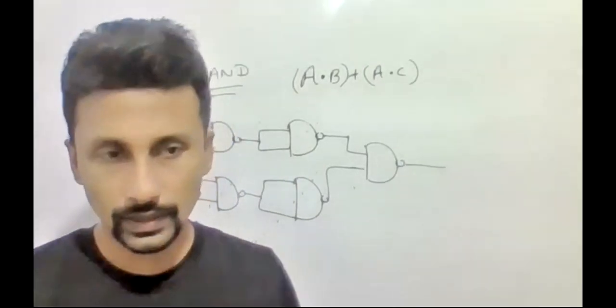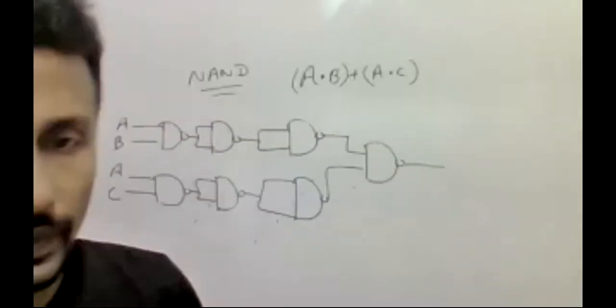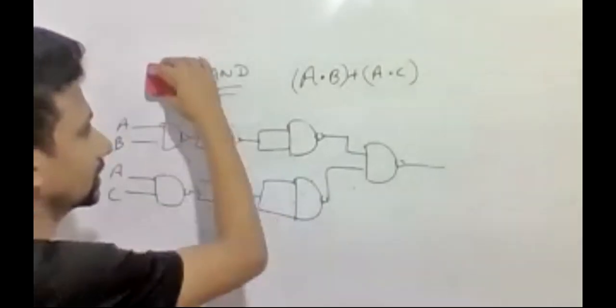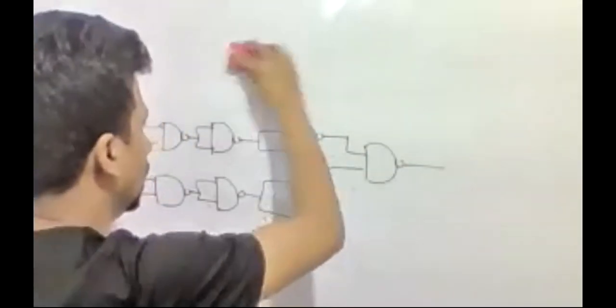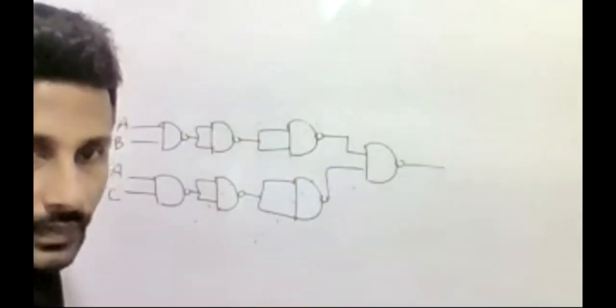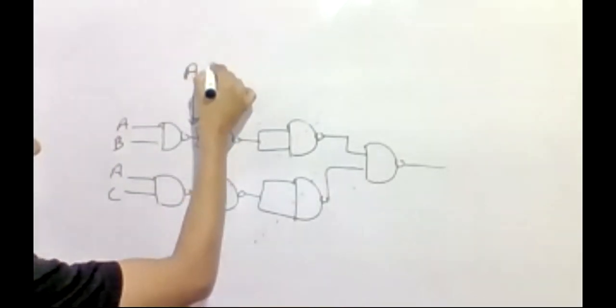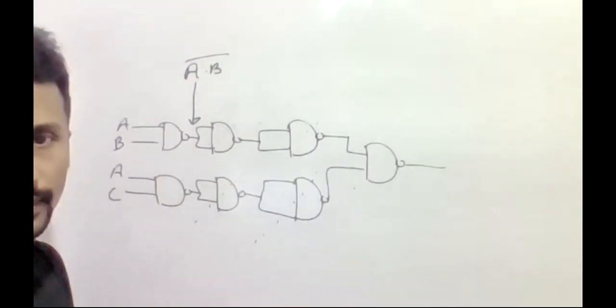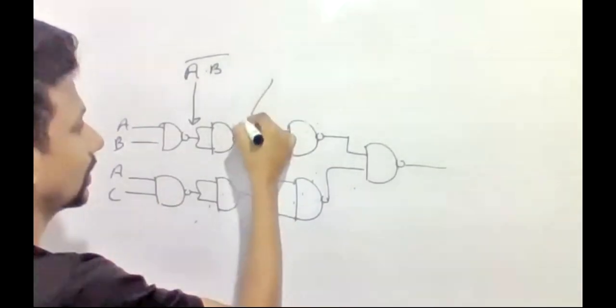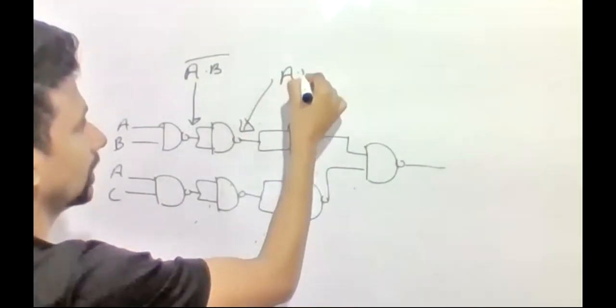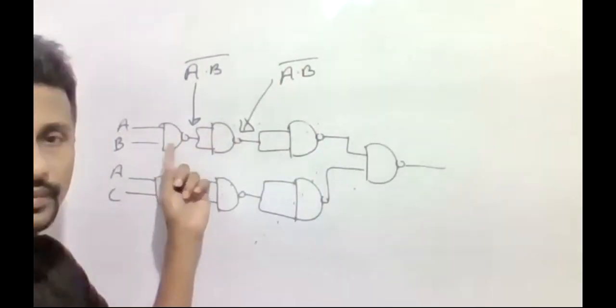Yeah, I think you took it down. Then I will erase this part. Now here, now look at here. Here you can write A dot B dash. This is the expression, right? Here you can write A dot B dash. It is divided into two parts.